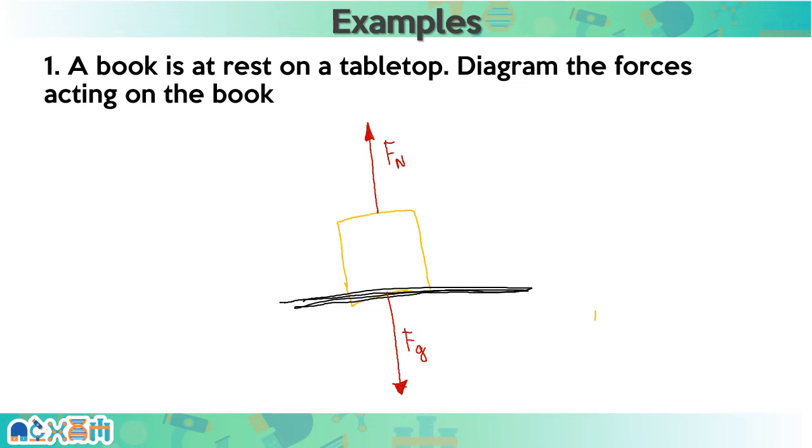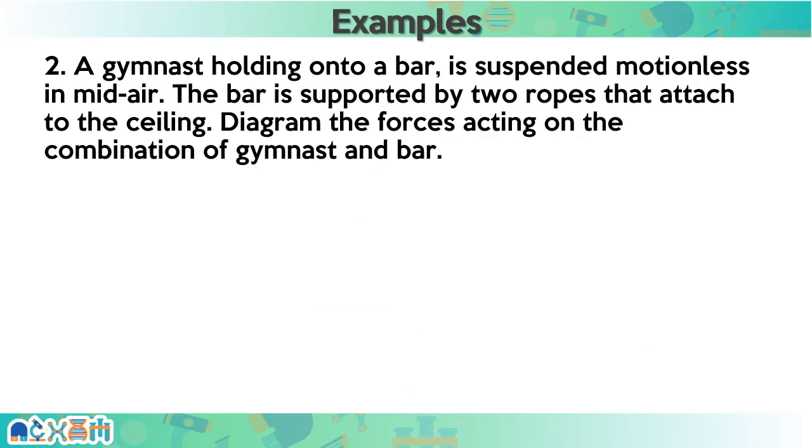Drawing a free body diagram is very important because it allows you to visualize the different forces that interact with each other. Let's have another example. A gymnast is holding onto a bar and is suspended motionless in mid-air. The bar is supported by two ropes that are attached to the ceiling. We have to diagram the forces acting on the combination of the gymnast and the bar. So let's draw first the gymnast as a square.